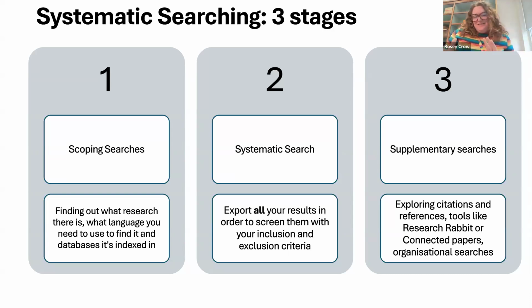Your third set of searches are supplementary searches. This is where maybe you look at citations and references for some of the papers that you found and pull things out of those. Maybe you will use some AI tools, discovery tools, to supplement your searches if that's something you're familiar with or comfortable with. Perhaps you will look to specific organizations that you know are undertaking research in this area that isn't published in academic journals because it's grey literature, but is important for your area of research.